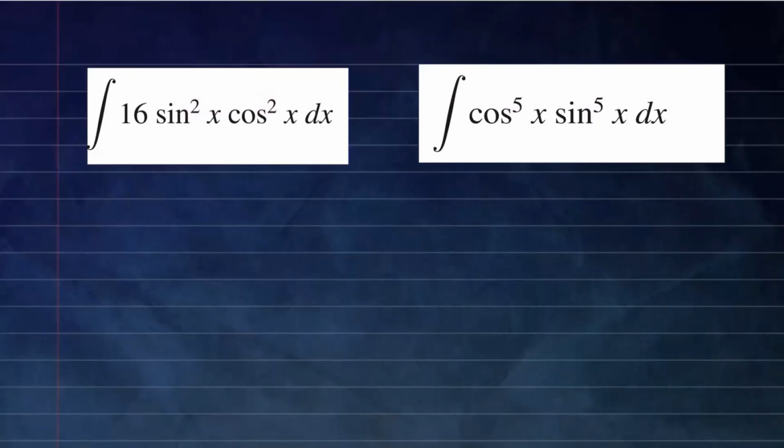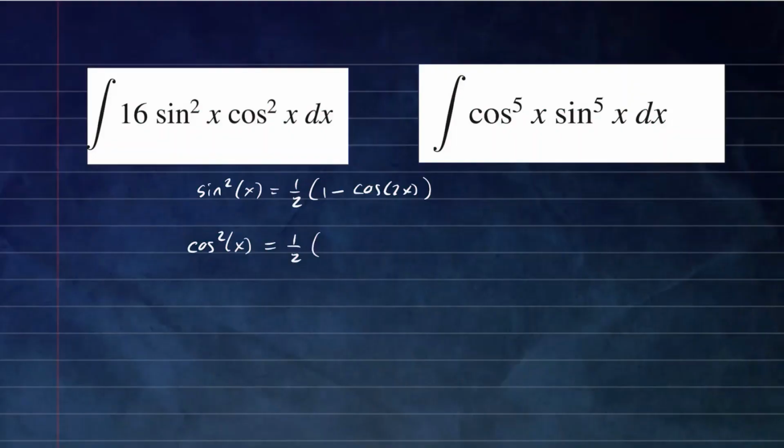If you have even powers, you want to use this rule. We know that sine squared of x is equal to 1/2 times (1 minus cosine 2x). That's the identity you want to use for even powers. Similarly, for cosine squared x, we're going to use 1/2 times (1 plus cosine of 2x). For odd powers, we'll work on that a little bit later.